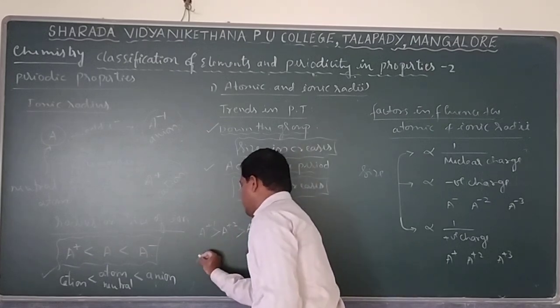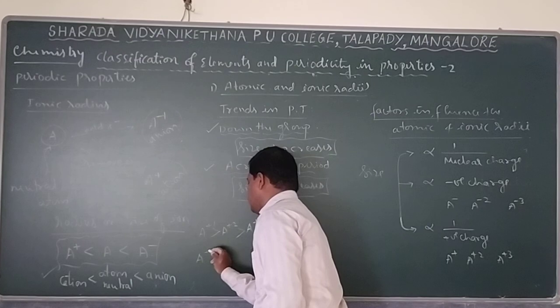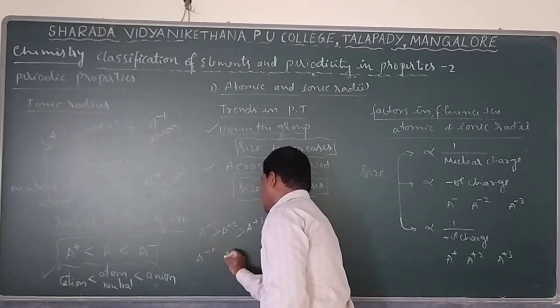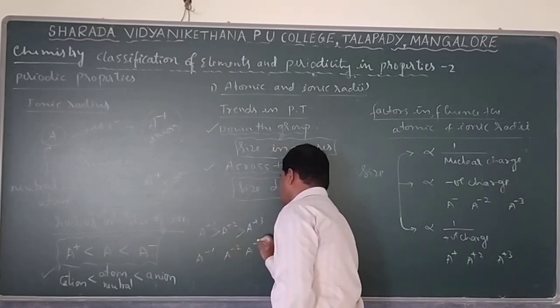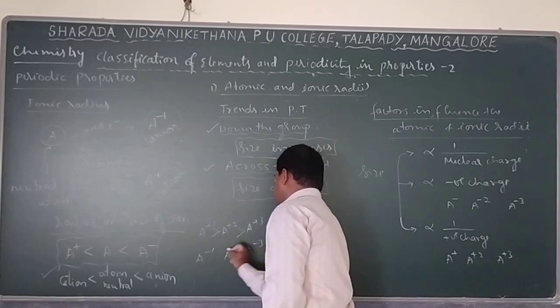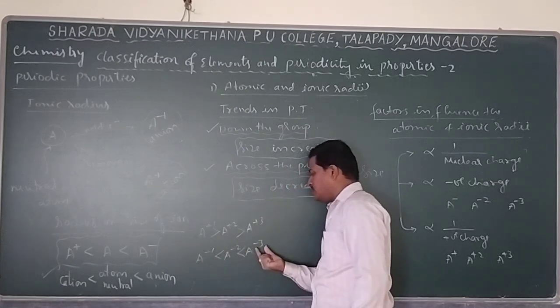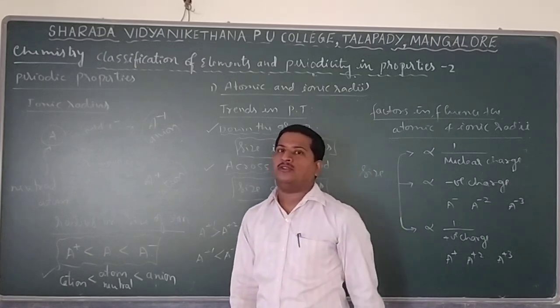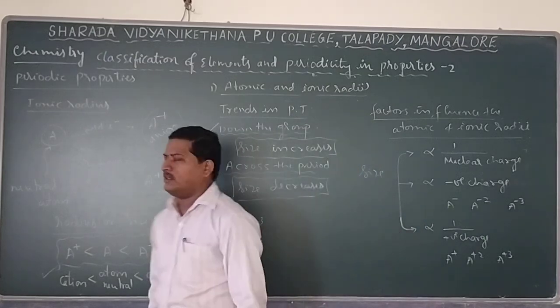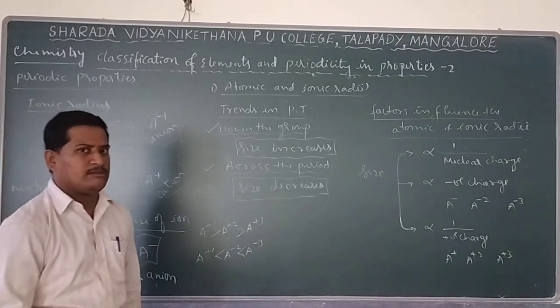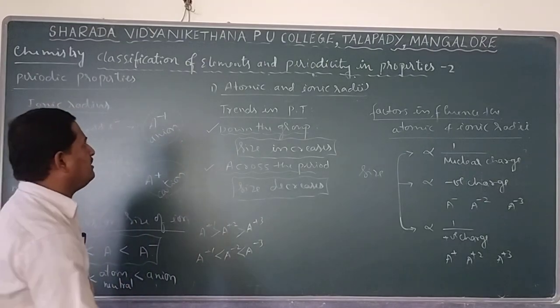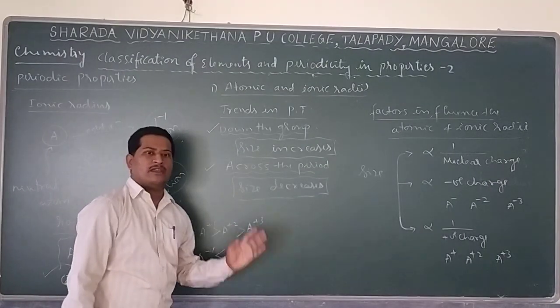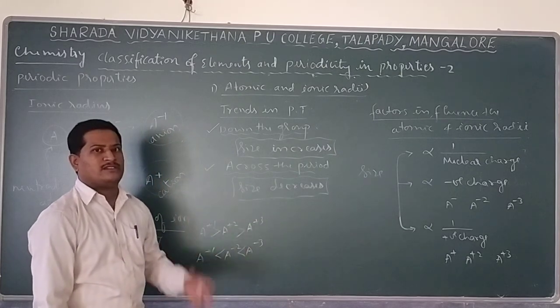But for the same element, if we add electrons, A minus 1 charge, after that A minus 2 charge, then A minus 3 charge. In this case, as the number of electrons added increases and the negative charge increases, the size goes on increasing. This is a point that should be noted. In general, anions are bigger in size compared to the neutral atom, and cations are smaller in size. Let us see in our periodic table how this variation can be identified.